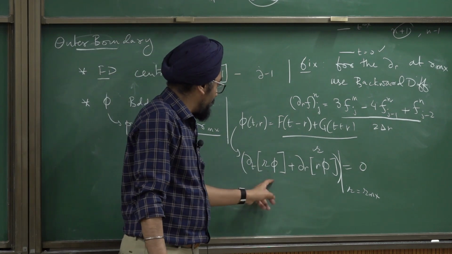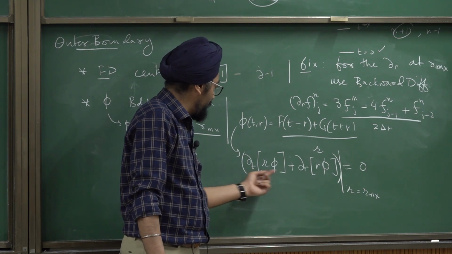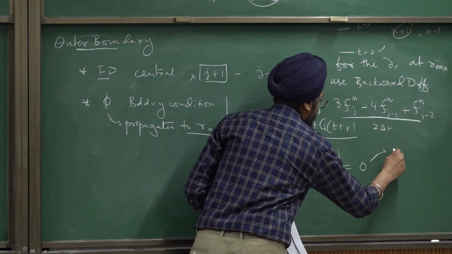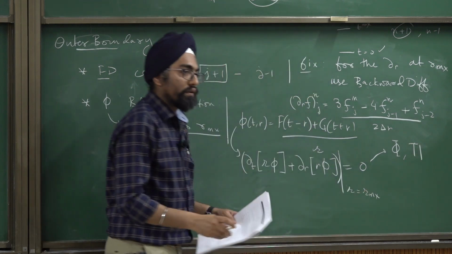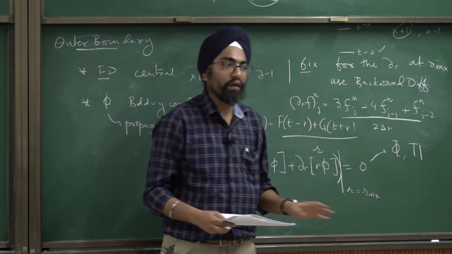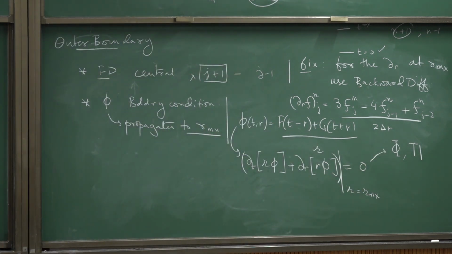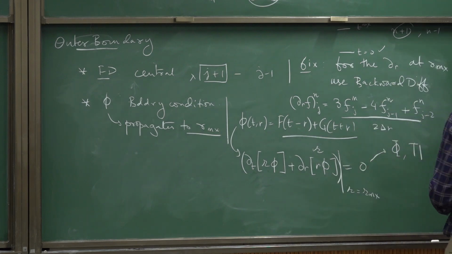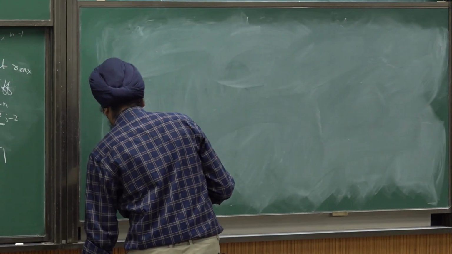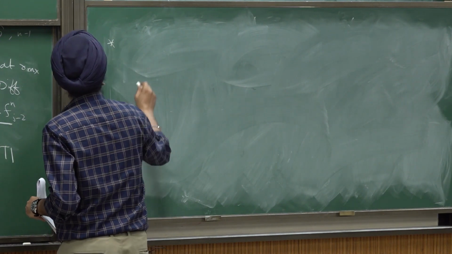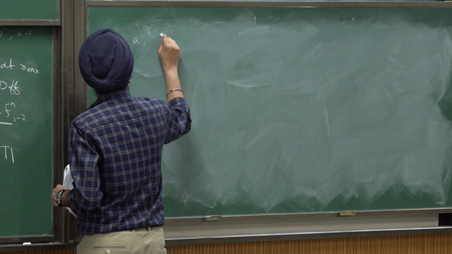But note, this is a derivative with respect to t and r, so it cannot be written separately. You cannot separate it into capital Phi and Pi. So the best thing is to just leave it for phi and compute what happens for Phi and Pi inside the code itself. That is what is used. So this is for phi, and the next thing you need is the outer boundary condition for A and alpha.